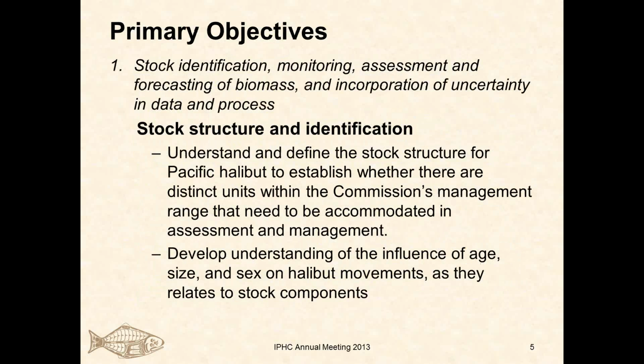In the written version of this, we have some discussion about the enduring nature of the 4 research themes and somewhat more dynamic primary objectives, and then the actual projects themselves would be the things that would be annually assessed and changed as Commission needs might see fit. But in terms of primary objectives for stock identification, monitoring, assessment, and forecasting, the main issue around stock structure and identification is simply understanding the stock structure of halibut. Are there some components of the stock that we need to be aware of and respect when we generate our management plans? Then we also need to understand the influence of age, sex, and size movements as they relate to stock components.